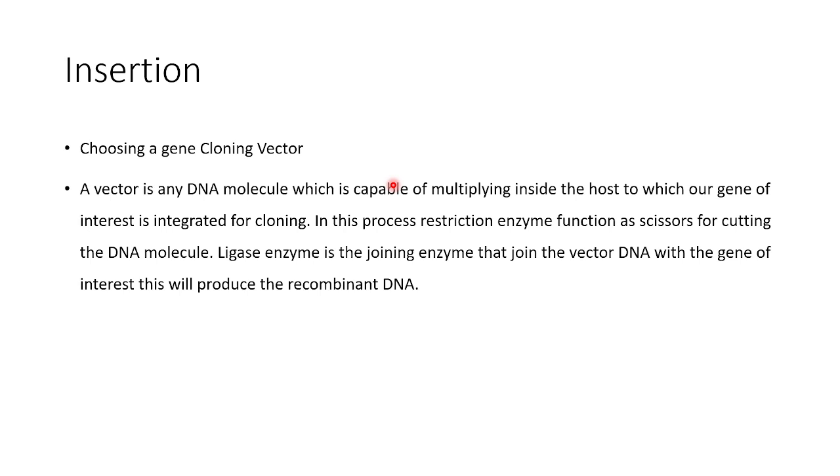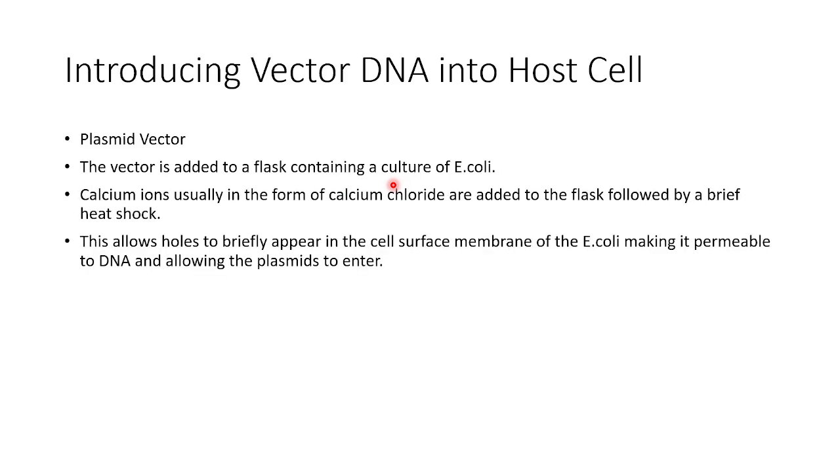Now in this process your restriction enzyme functions as scissors for cutting the DNA molecule. The ligase enzyme is your joining enzyme that joins the vector DNA with the gene of our interest, and this will produce our recombinant DNA. After you insert the DNA fragment into your vector and join it using the DNA ligase, then we can get our recombinant DNA. Now we have to introduce this vector DNA into the host cell.